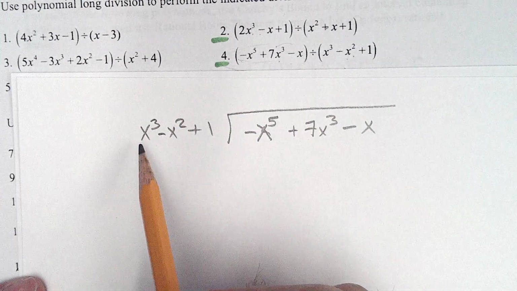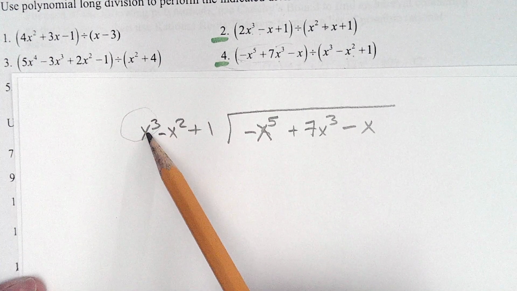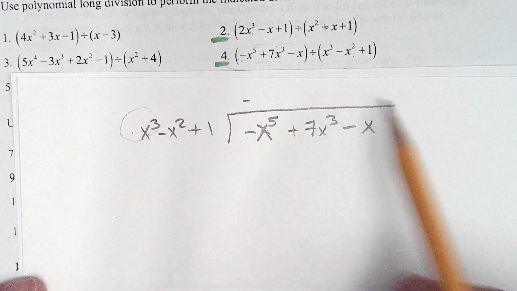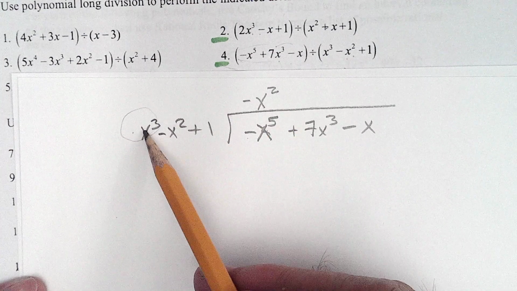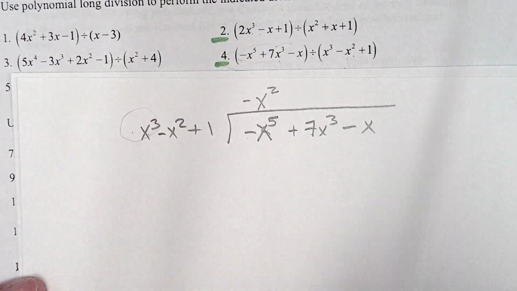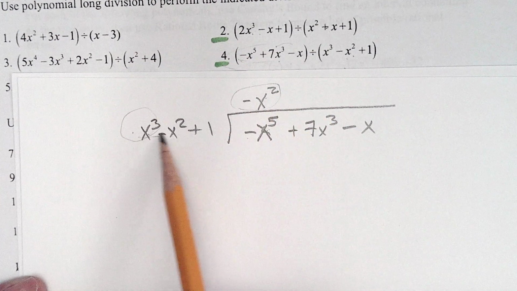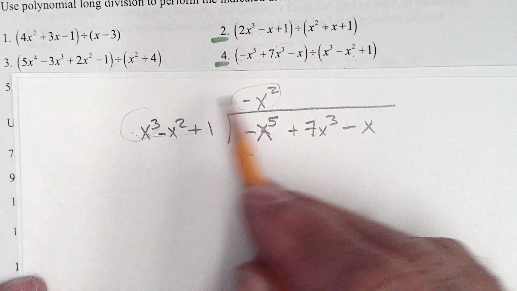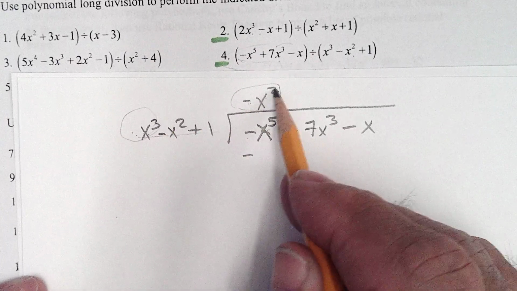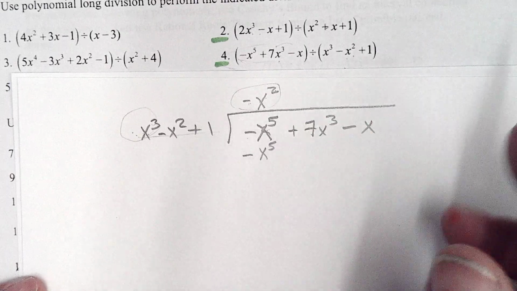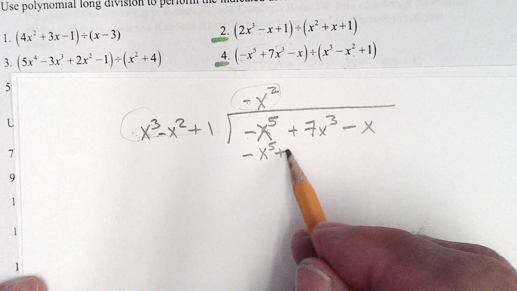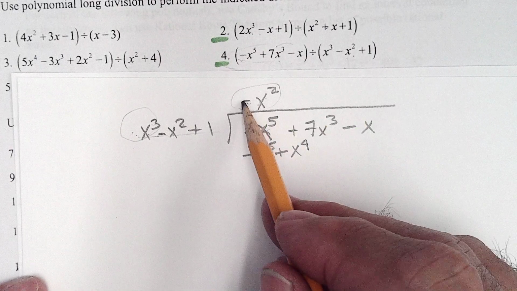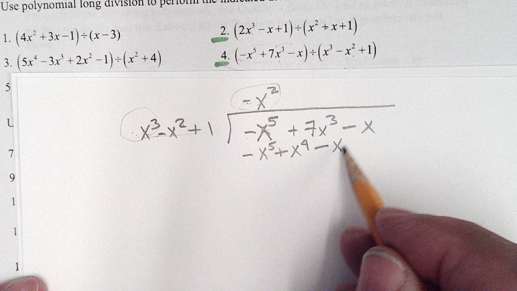Okay, so I have to ask myself, what do I multiply this by to get this? Well, I need to multiply by a negative, I see that. And I think an x squared times x to the third makes x to the fifth. So that's my first one, and I got to take it times all three of these. Negative x squared times x to the third is negative. Positive times negative is negative. X to the third, x to the second, you add the exponents, you get x to the fifth. Negative times negative is positive. X squared times x squared is x to the fourth. Negative x squared times 1 is negative x squared.